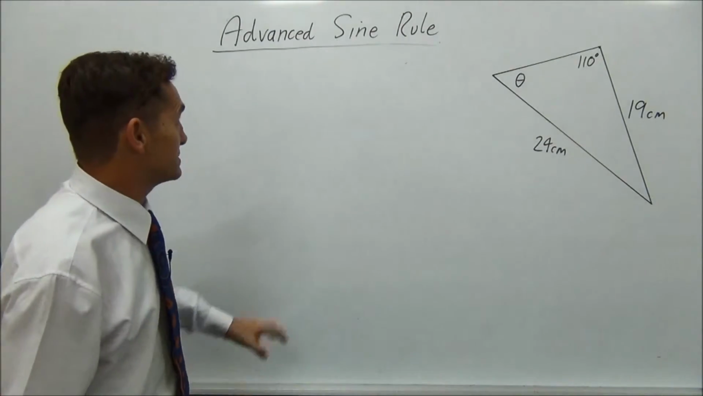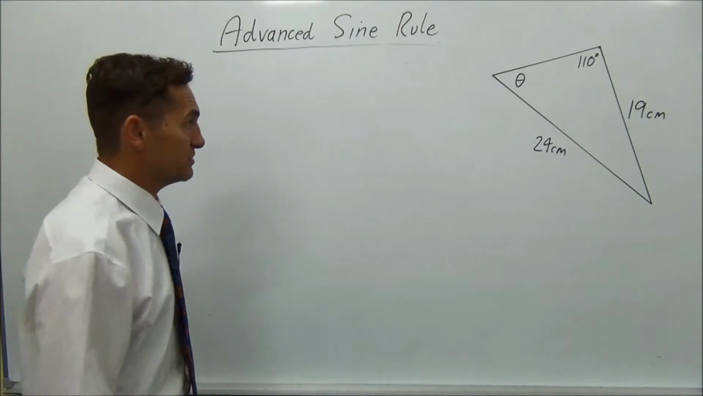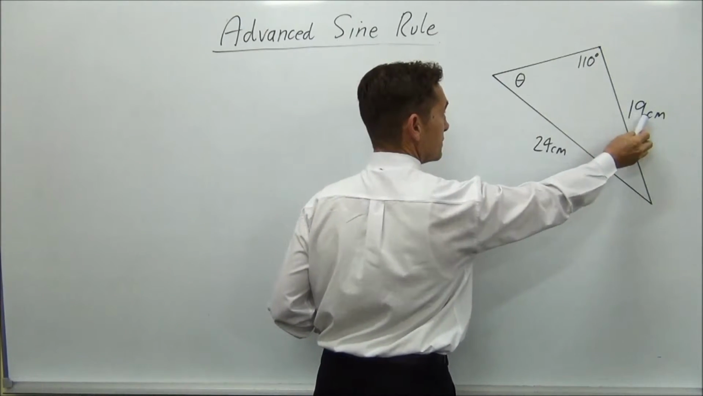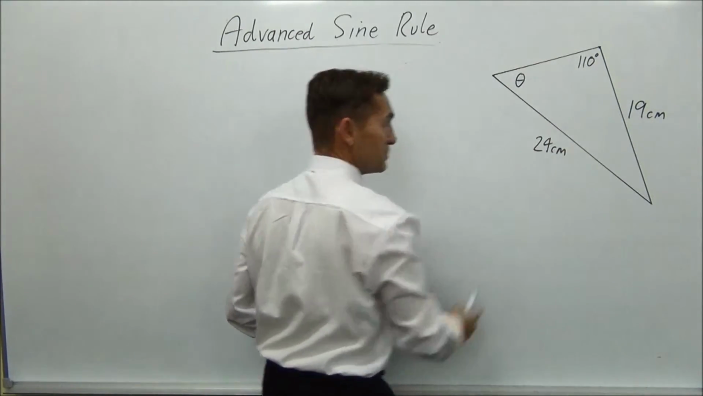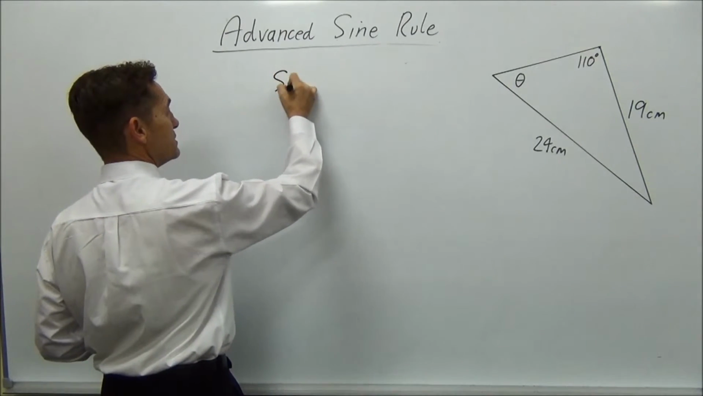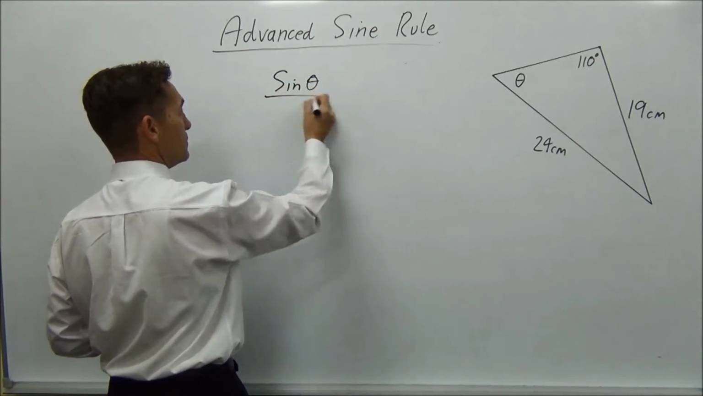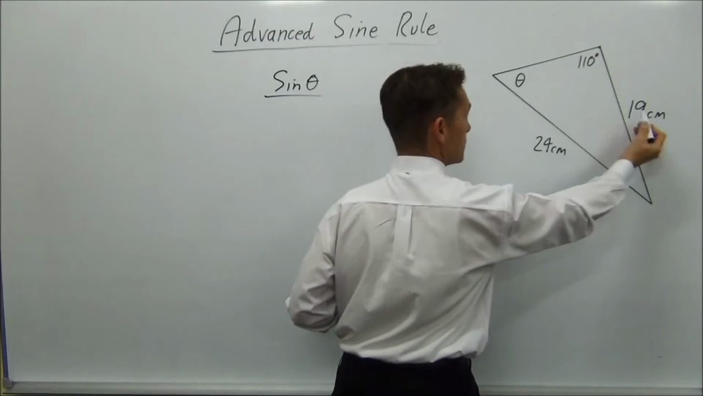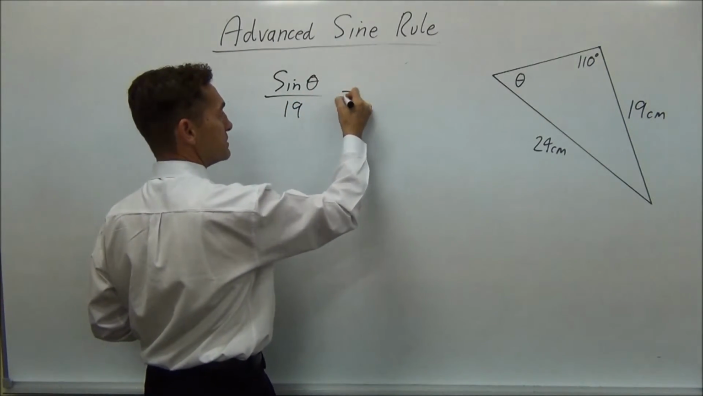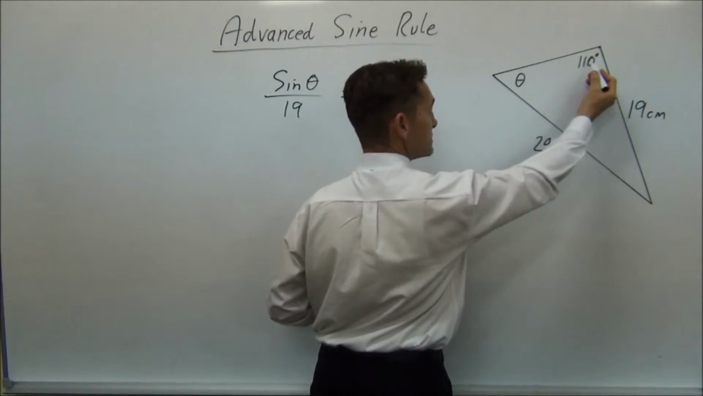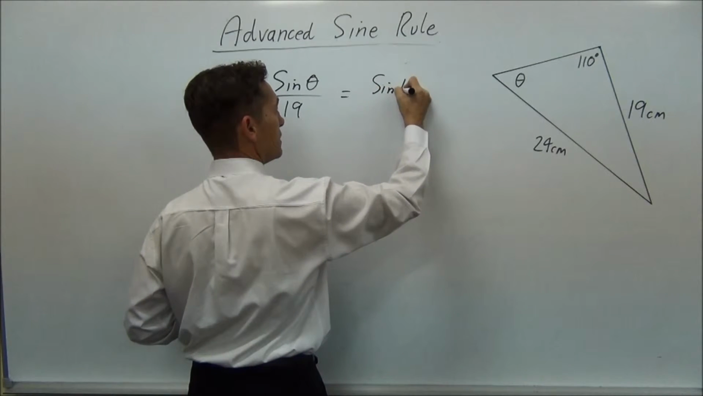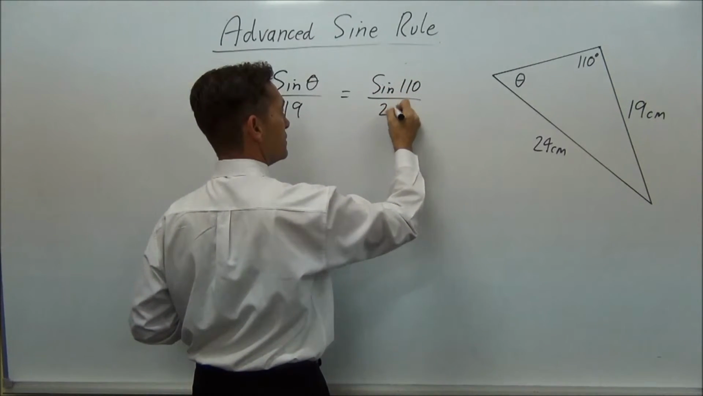G'day again. So we're going to do some more on the advanced sine rule. So we've got our diagram here. We've got theta, 19, 110 and 24. They're opposites, so let's do it. So we're going to have sine theta all over what's opposite the theta? Well, it's 19, isn't it? So that's the one that's on the bottom. That's going to equal, this one's sine 110 over 24.